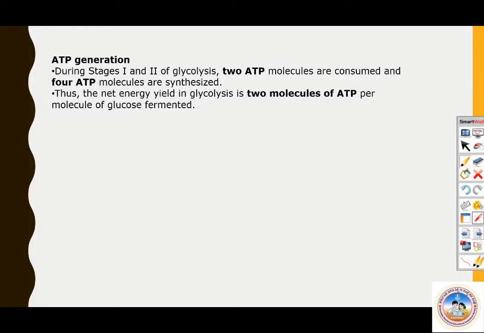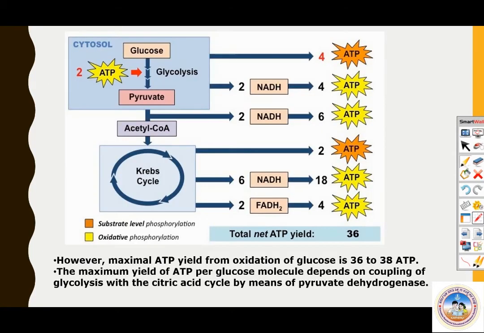During stage 1 and stage 2 of glycolysis, 2 ATP molecules are consumed initially, and 4 ATP molecules are synthesized. Thus the net energy yield in glycolysis is 2 molecules of ATP per molecule of glucose fermented. See children, from glucose, totally 4 ATPs have been produced. Am I clear to you? So NADH is 2 NADH. Whenever you have NADH, multiply with 2, so totally you will have 4 ATP produced. Again you have 2 NADH, so you have 6 ATP produced. Am I clear to you?